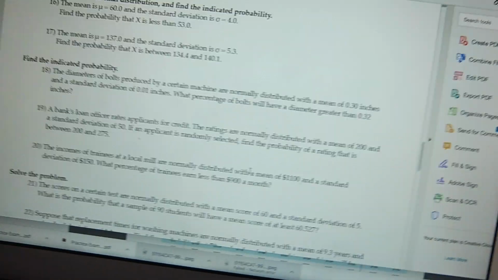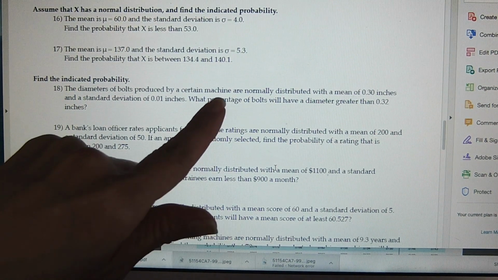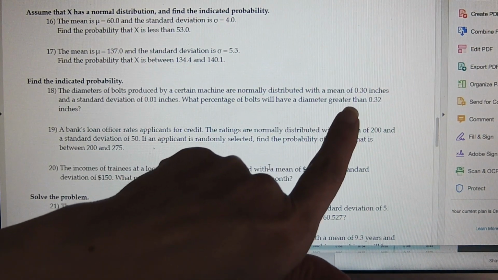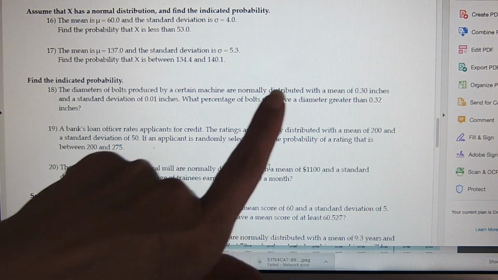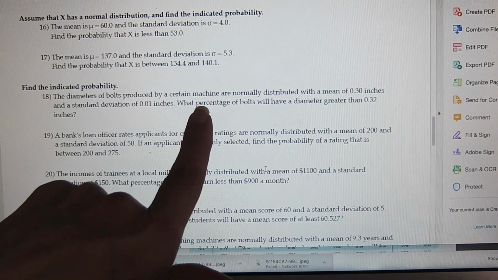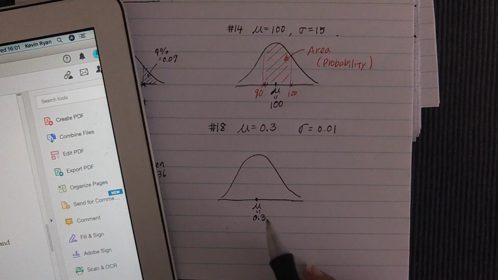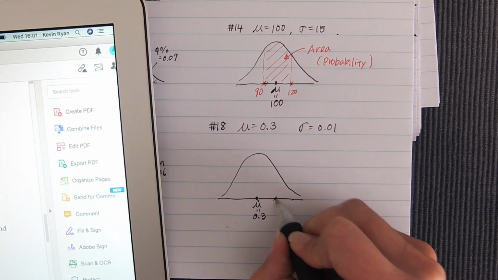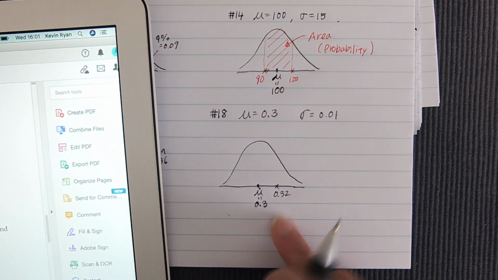Actually, what does the question say? Look at the question. 0.01, right? The question asks what percent. Percent means what's your probability that the diameter is greater than 0.32 inches. So I'm looking for the probability. It's got to be bigger than 0.32. Here's my 0.3, then maybe here is 0.32, a little bigger than that.